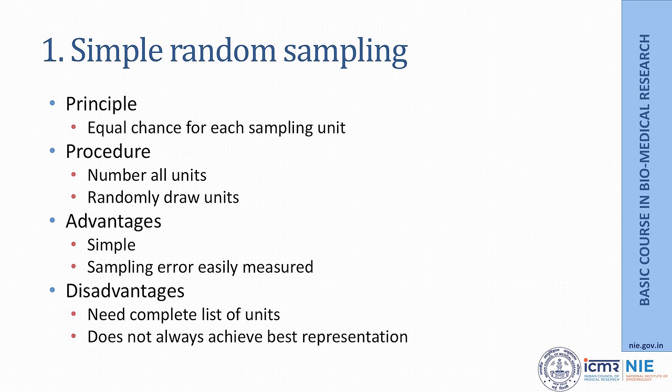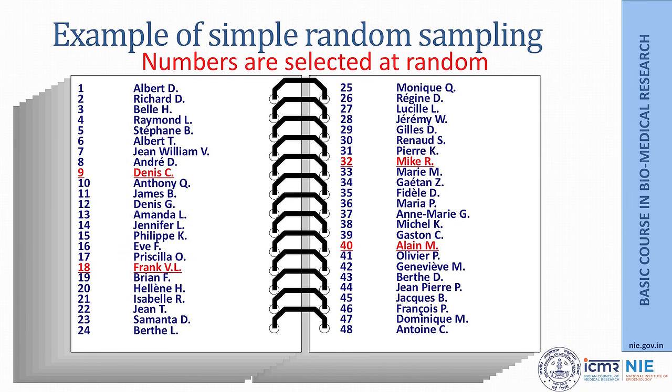The major limitation of this is that you need to have a complete list of all units. Many times it may not be available, and sometimes you may get a sample which is very different from the whole population and may not be very representative of it. An example of simple random sampling could be: if you have a list of, say, 48 names, you pick random numbers 9, 18, 32 and 40. These are the names that are selected as your sample.